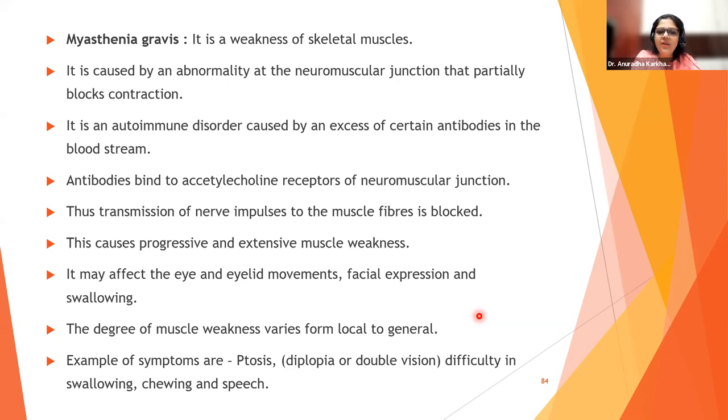Antibodies bind to acetylcholine receptors of the neuromuscular junction. We know this already. Thus, transmission of nerve impulses to the muscle fiber is blocked. Understood how the muscle fibers are now not going to allow contraction? This causes progressive and extensive muscle weakness. It may affect the eye and eyelid movement, facial expressions, swallowing, everything will be difficult to move. The degree of muscle weakness varies from local to general.